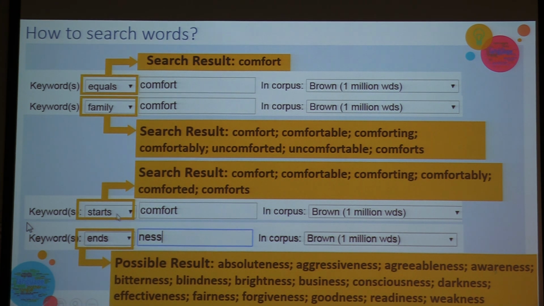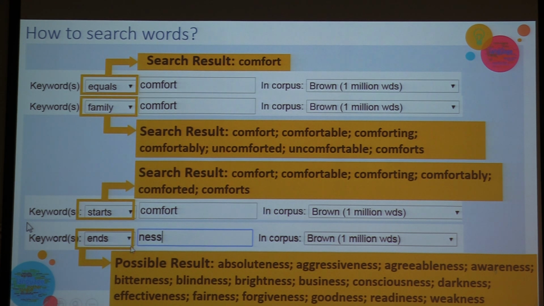If you choose the function starts, then you can get comfort, comfortable, comforting, comfortably, comforted, comforts. So it's different from the family. With family, you can have both prefix and suffix, right? But for starts, perhaps you only get the keyword plus its suffix.